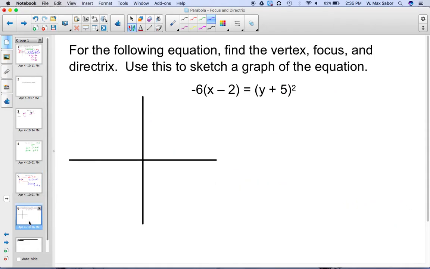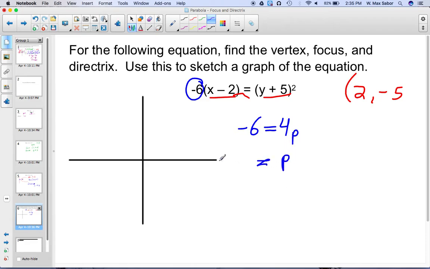So, some example problems. For the following equation, find the vertex, focus, and directrix. Use this to sketch a graph of the equation. The vertex is the easy part, (2, -5). This 6, that's -6, is equal to our 4p. It's taking the place of 4p, so p equals -3/2.